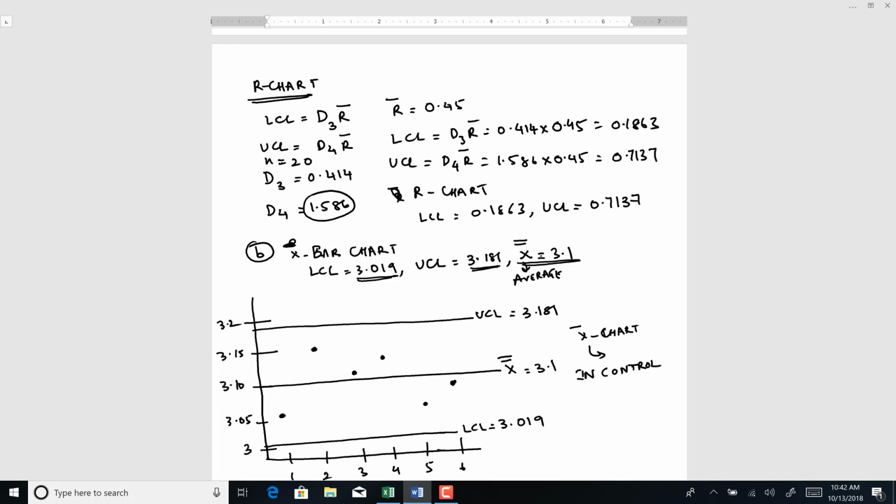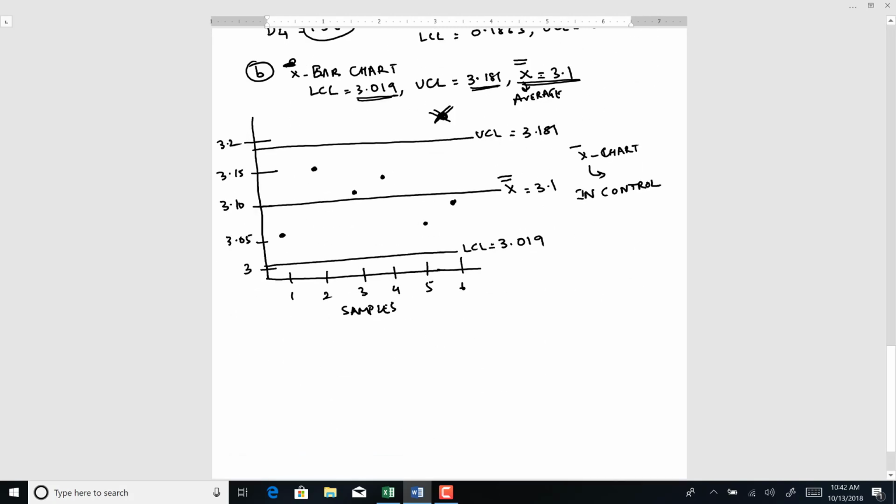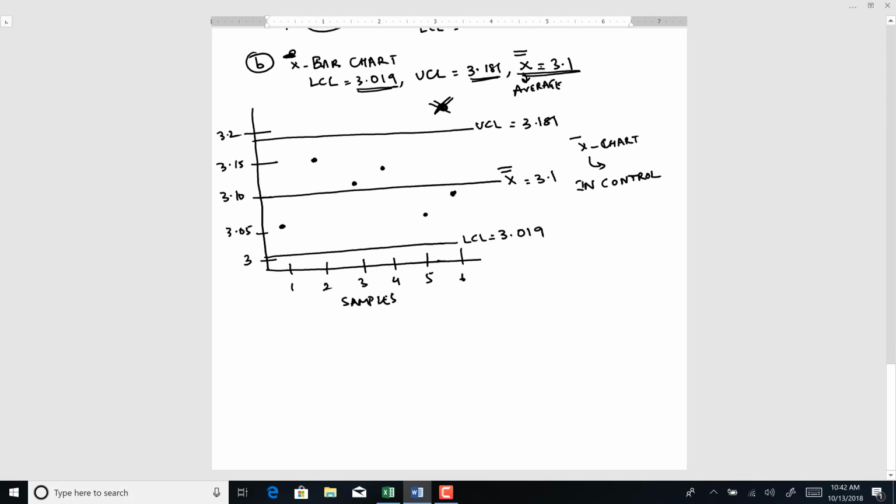If a point would have been somewhere out here, then the process is out of control. But there is no data point outside the upper control limit and lower control limit, so the process is in control. Similarly, we have to draw this for the R chart.